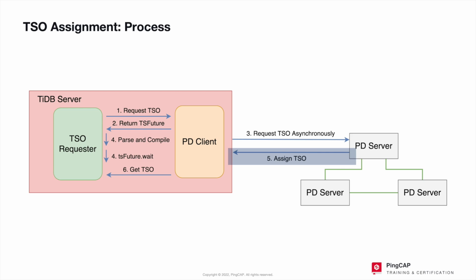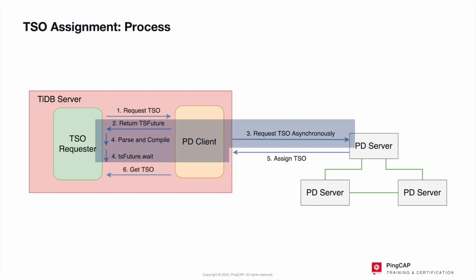Finally, we get to arrow 6, get TSO. Once the PD client receives the TSO from the PD, the client tries to return the TSO to the corresponding TSO requester. If the TSO requester happens to call the wait method of TS_future, then the TSO requester gets the TSO. In summary, the allocation of the entire TSO is an asynchronous process.